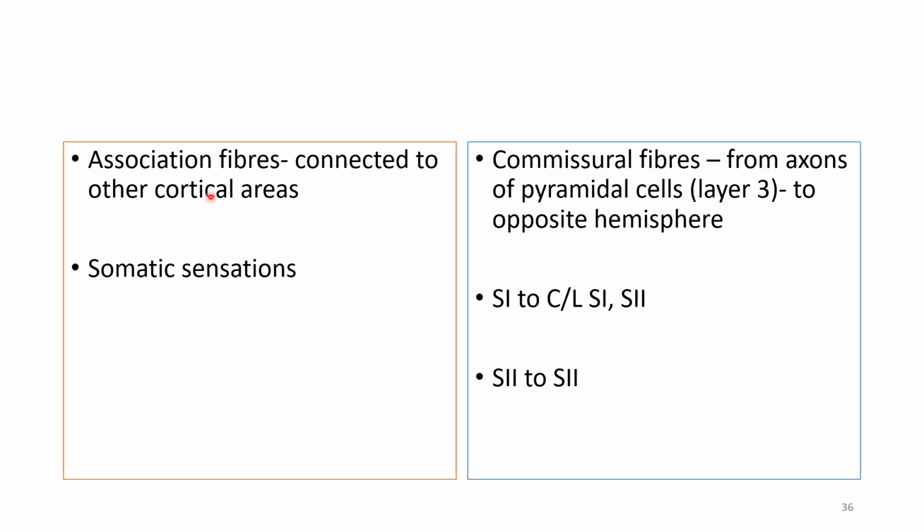Coming to fibers, association fibers will connect the other cortical areas. They are helpful for somatic sensations. Then coming to commissural fibers, they are from axons of pyramidal cells from layer 3. They will go to the opposite hemisphere. So S1 will go to the opposite S1 and S2. S2 will go to S2. So through commissural fibers.